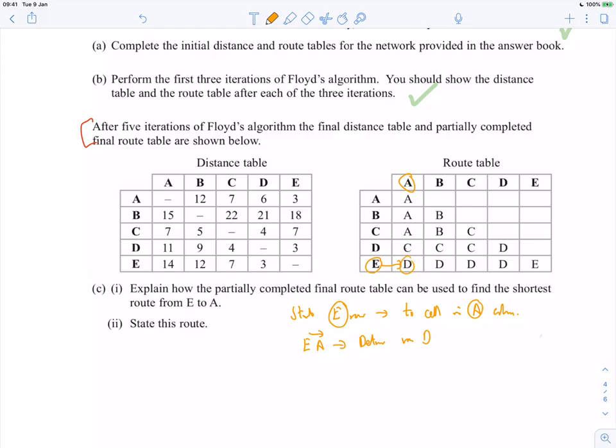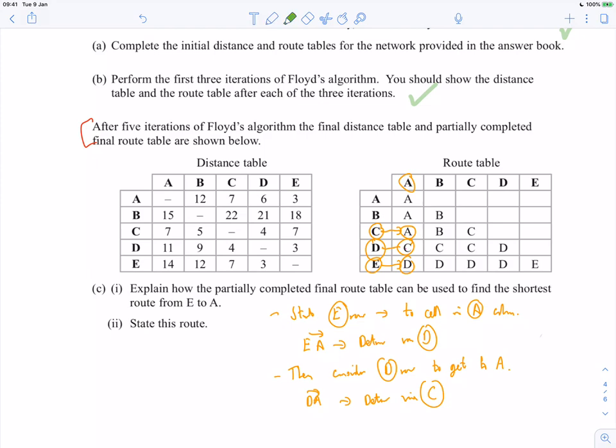And now we're at D. We then consider the D row, and our objective is still to get to A, isn't it? So we go to the D row, A column, and we're at C. So that means D to A, we now have to take a detour via C. And then we do the same thing. We go to the C row, and then we want to go to A, so we go to the A column, and now we're at A. And because this table is saying to go from C to A, we just go C to A.